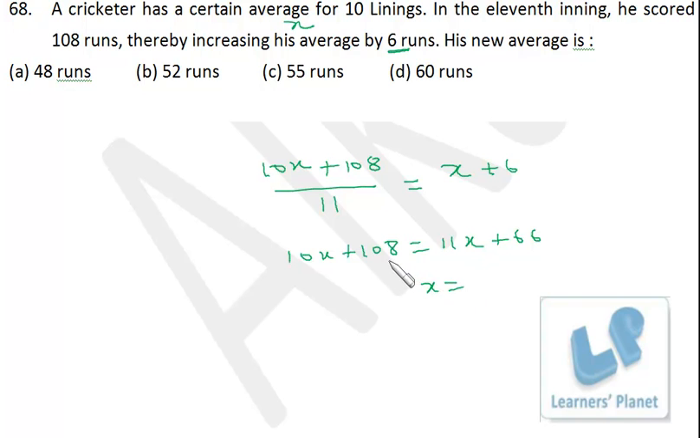So x is equal to 108 minus 66. So x is equal to 42. And we are asked about the new average. x is the old average. So new average will be 42 plus 6 because his average is increasing by 6 runs. So 42 plus 6, 48 runs.